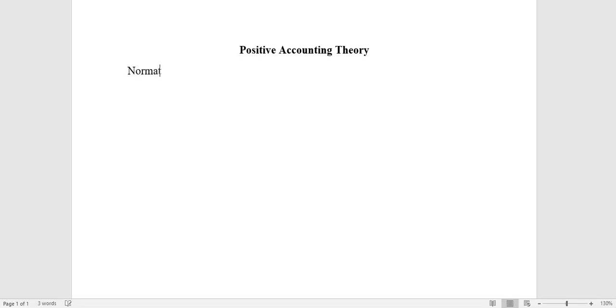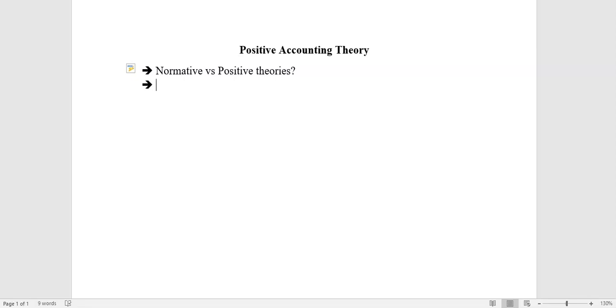The first one is understanding the difference between normative versus positive theories. So what is the difference between a normative accounting theory and a positive accounting theory? Again, normative theories don't look at current practice. They prescribe what accounting should be, so how you should measure assets, such as the accounting measurement theories we looked at earlier.